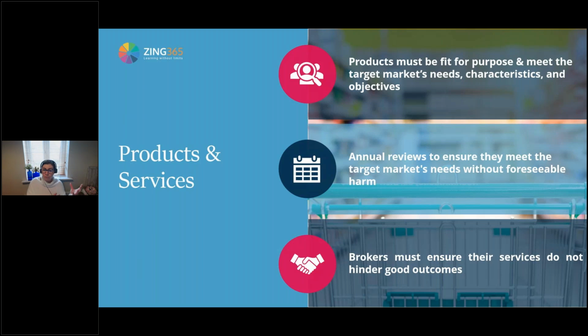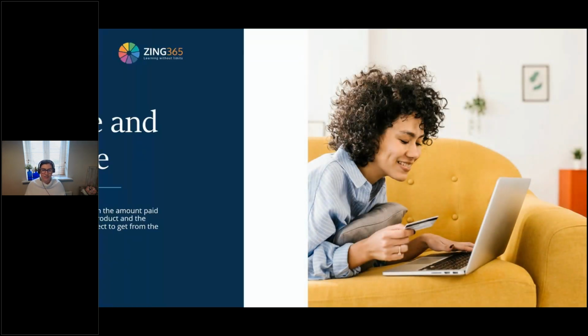Now, it's not all on the insurer. Intermediaries as distributors, so including brokers, also have requirements here as well, having to manage conflicts of interest and avoid foreseeable harm to customers. So ensuring that their services are still supporting those good outcomes. And that is at every single point of the customer journey in relation to those products and services.